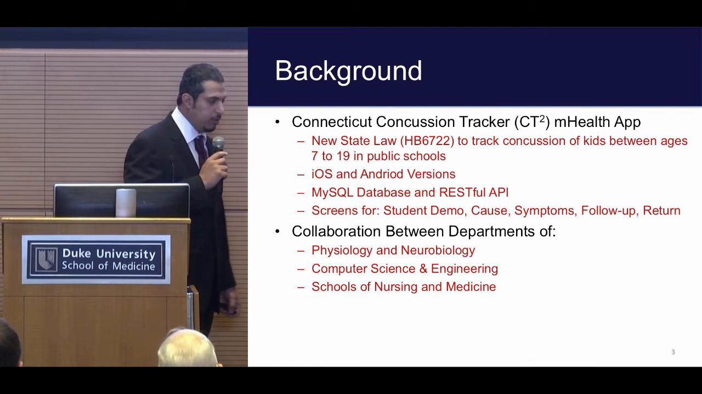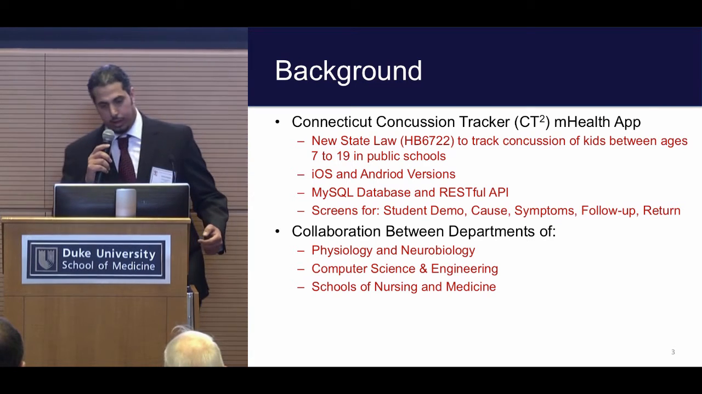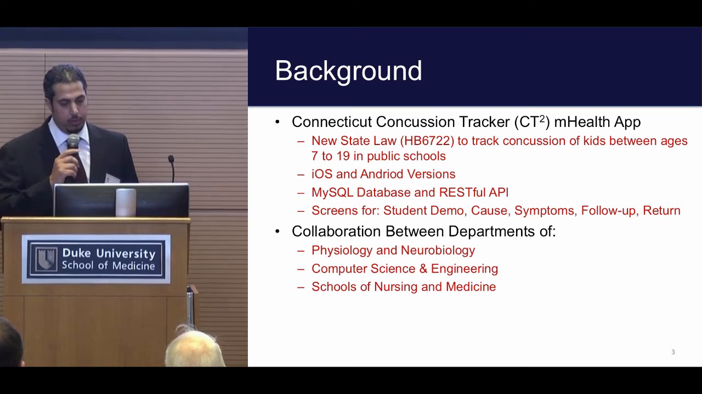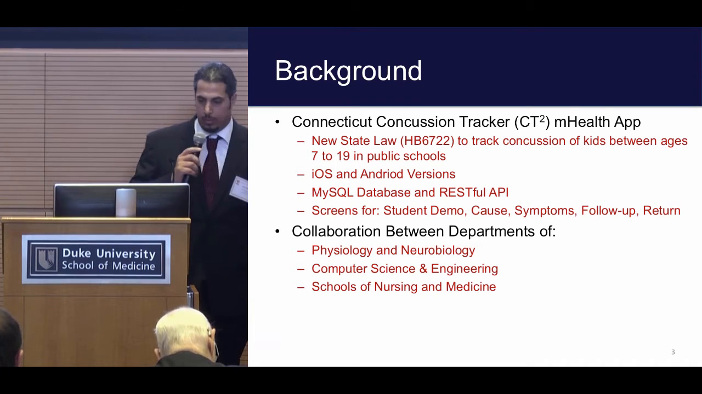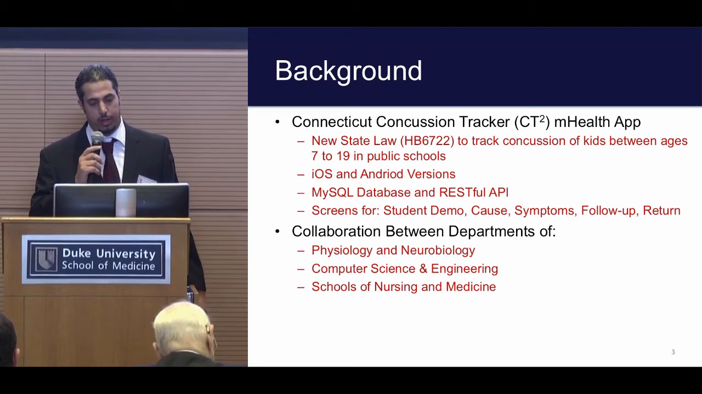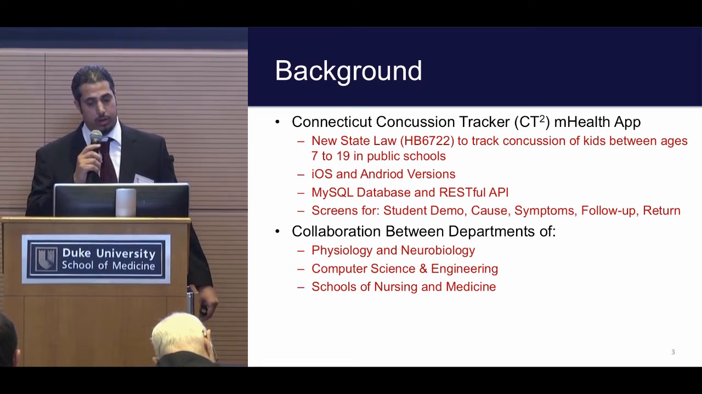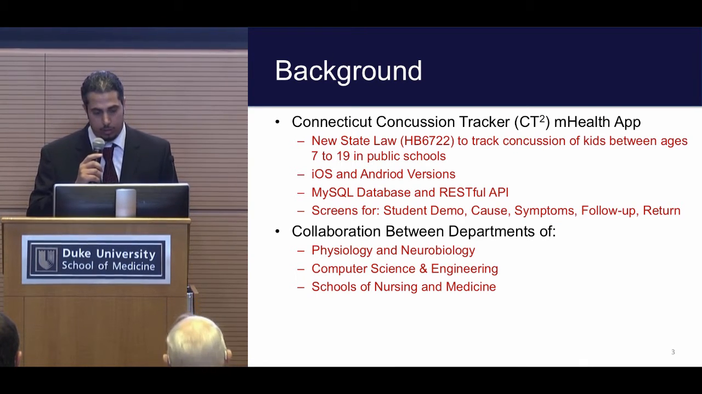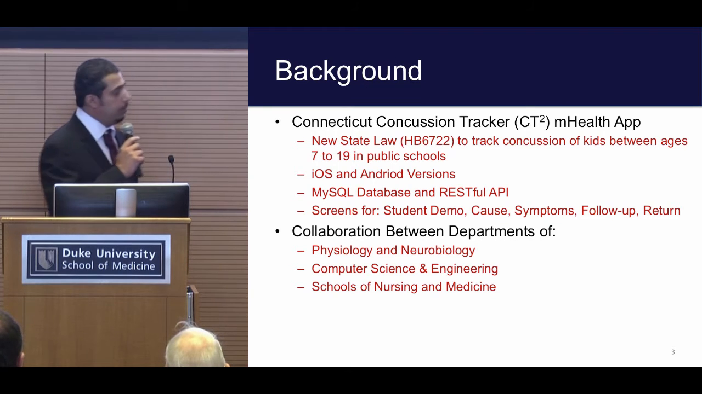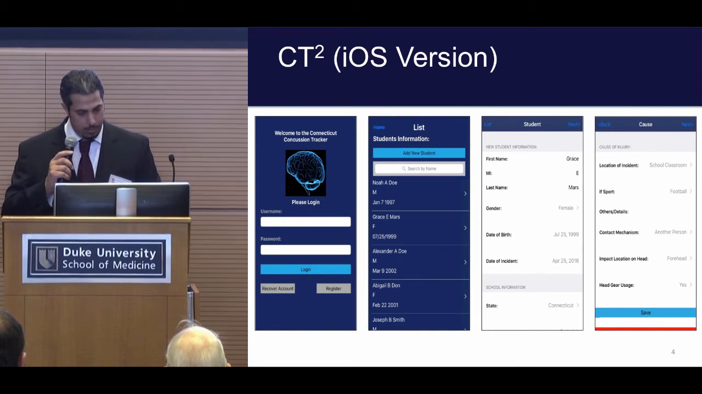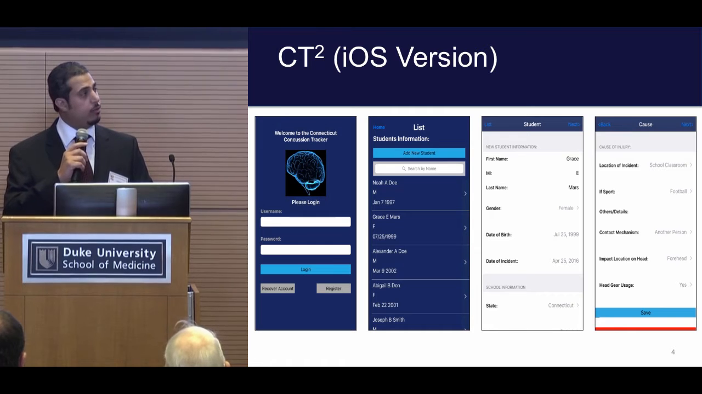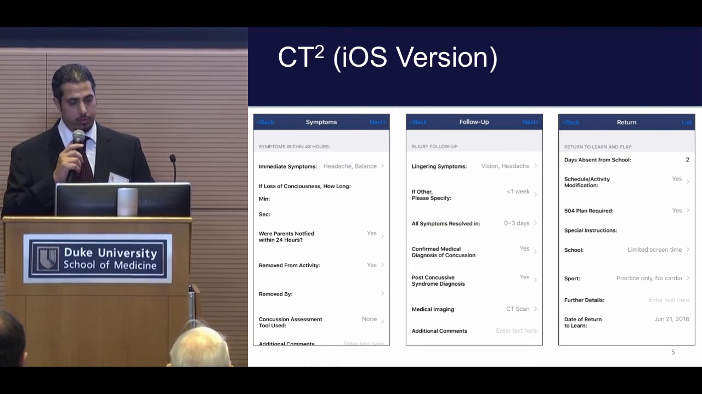As an example that we are using, at the University of Connecticut we developed the Connecticut Concussion Tracker health application, developed as a response to a new state law to track concussion information of kids between age 7 to 19 in public health school. We built two versions of that application, one in iOS and one in Android. So this is some screens of that application in the iOS version.